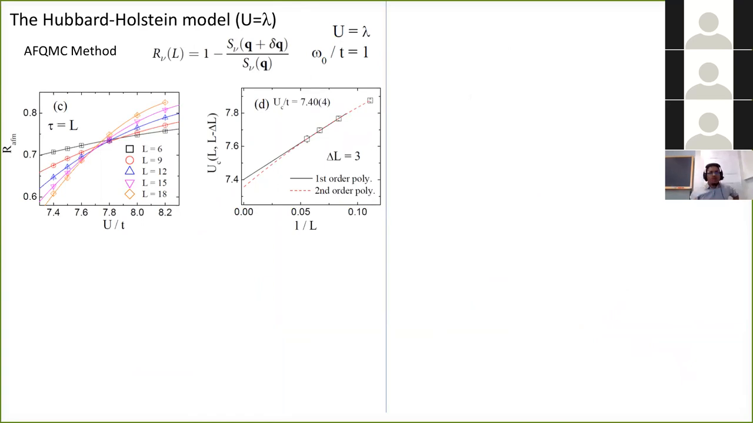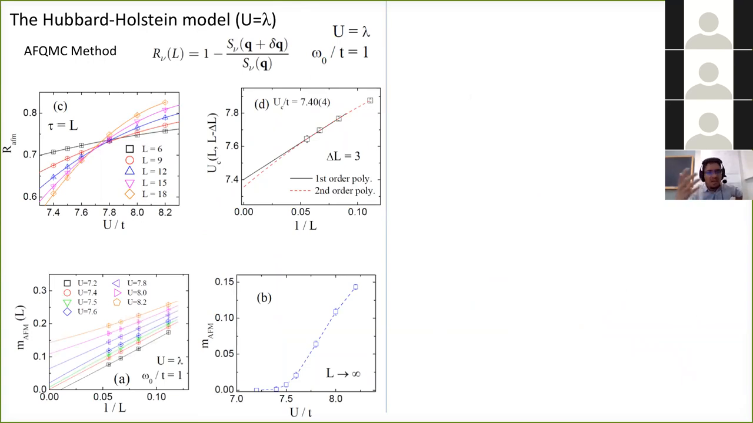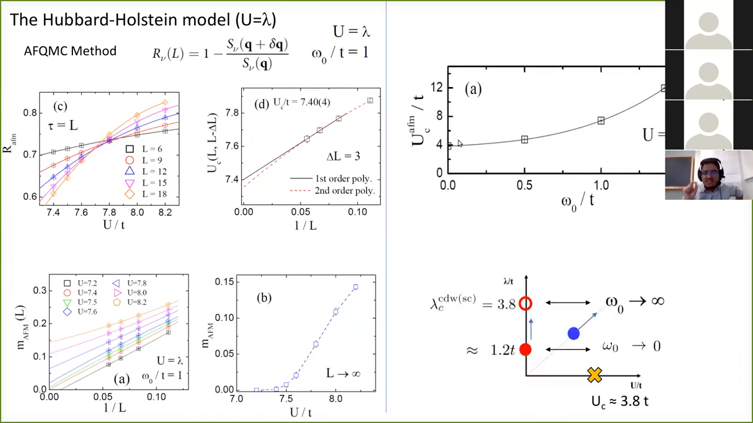Okay, so let's work with the Hubbard-Holstein model in this case. So repeating the same procedure for U equal lambda, we can obtain one antiferromagnetic critical point along this line U equal lambda. And so basically this is the same that happens in the square lattice. But the point is that here, this critical point varies very, very quickly with lambda, with omega. For instance, going from 5 to 12, varying just a little bit the omega. So it's very susceptible to the value of the adiabaticity ratio.